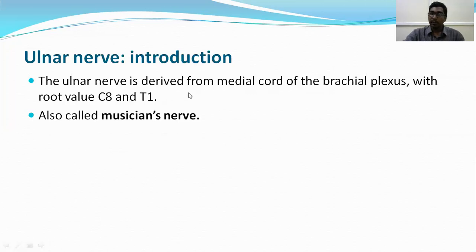Ulnar nerve is derived from the medial cord of the brachial plexus with the root value C8 and T1. So the ulnar nerve comprises only two nerve roots, C8 and T1. But the median and radial nerves receive contributions from all five nerve roots, while the ulnar nerve is only C8 and T1. It is also called the musician's nerve.